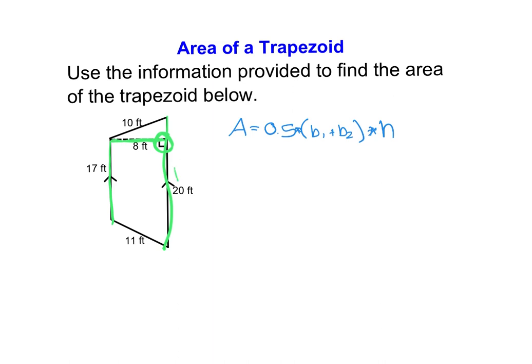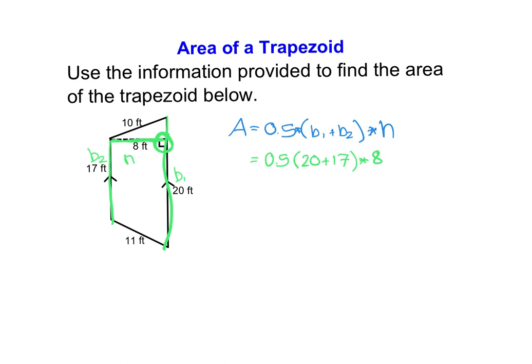So knowing that, I can pick base 1 to be 20, base 2 to be 17, as those are the two items connected by the height, and then height is equal to 8. So if we substitute those values in here, base 1 is 20, plus 17 is base 2, times our height, which is 8.